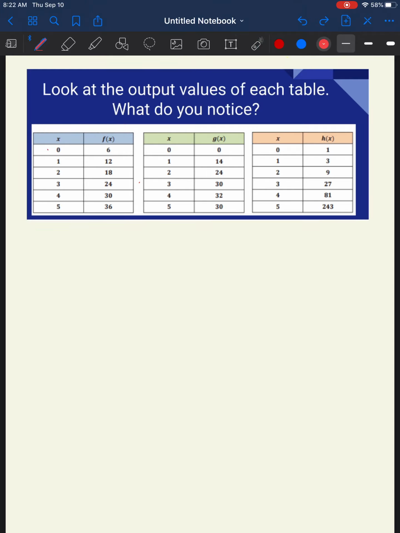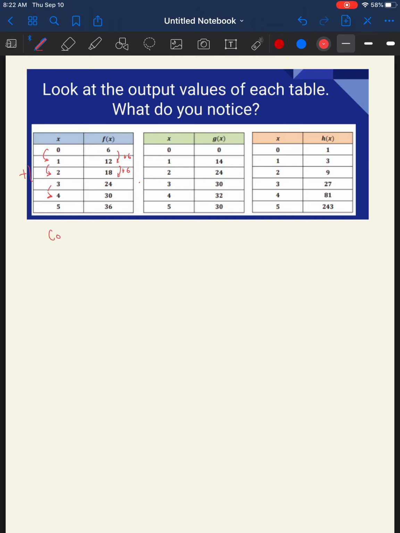So what I first notice is my x's are all increasing every time by 1. I'm going to put a +1 there because I'm going up 1 unit every time. Now when I look at my outputs, I notice, let's see, 6 to 12, that's +6. 12 to 18 is also +6. 18 to 24 is +6. 24 to 30 is +6. And 30 to 36 is +6. So what I notice here is we are increasing the same each time for both the input and output.